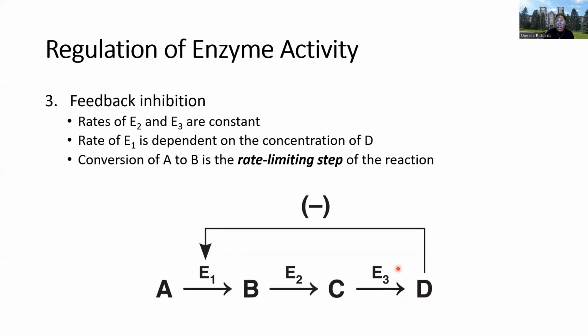Alternatively, if we have fewer product D, that will actually signal enzyme 1 to speed up its rate of reaction so that we can, in fact, drive the reaction more quickly and make more of that product D. So in this scenario, the conversion of substrate A to product B is the rate limiting step of this reaction.